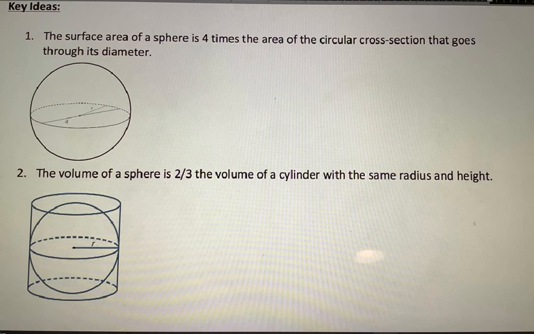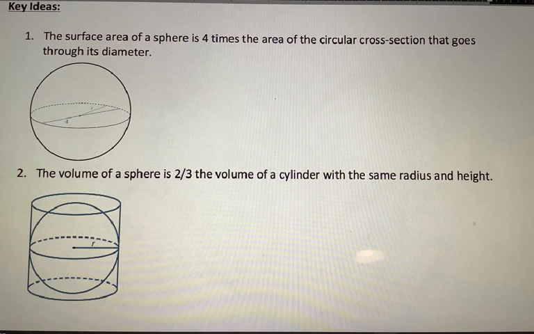So this is what you'll see at the top of your handout. It says key ideas, and there's two of them with a diagram. So the first key idea is that the surface area of a sphere is 4 times the area of the circular cross-section that goes through its diameter. So what does that mean?